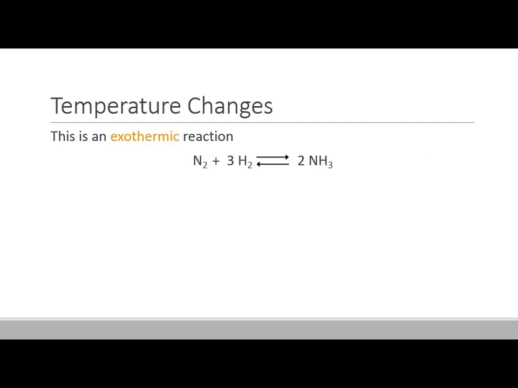Oops. I should write that heat back out there. Okay. Now what would happen to this reaction if I removed the heat, right? If I decrease the temperature? Well, now there's a big gaping hole over here, so I have to shift to the right. So if I decrease the temperature of this reaction, it will shift in the forward direction, or shift to the right, in order to fill in that gap.